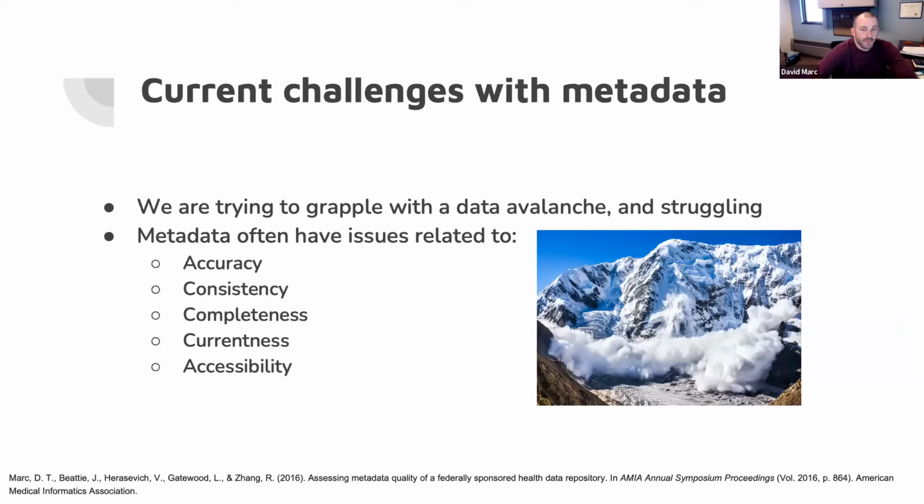We're trying to grapple with a data avalanche, and really as a society, we're struggling with it. The metadata that's being used to publish and describe data sets often has issues. The metadata may not accurately describe the actual data set it's representing. That's a problem. There's inconsistencies. One data set might be described with certain verbiage.